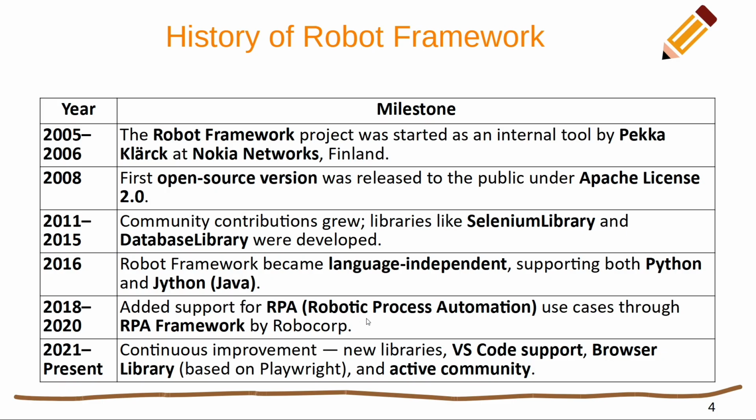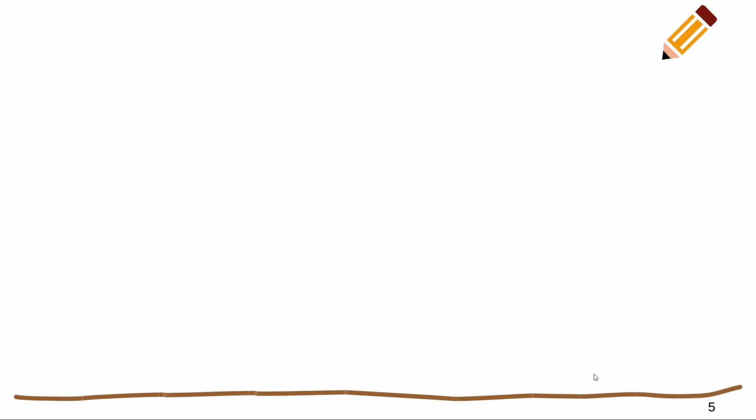Then 2021 to present, we can say continuous improvement, like new libraries, VS Code support, and Browser library based on Playwright. Then there is an active community we can use now, still present. There have been so many developments, but these are important milestones by year. So this is about the history of Robot Framework. In upcoming years, we might see updated versions and updated libraries. So up to now, this is the history.